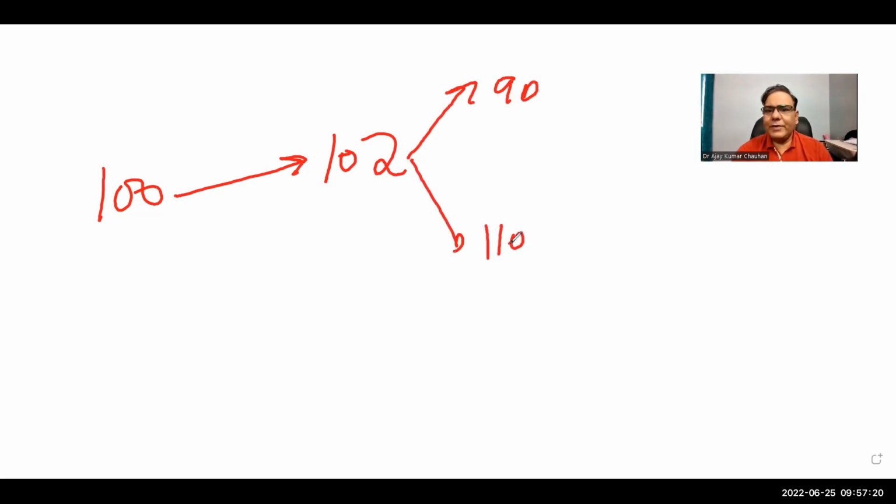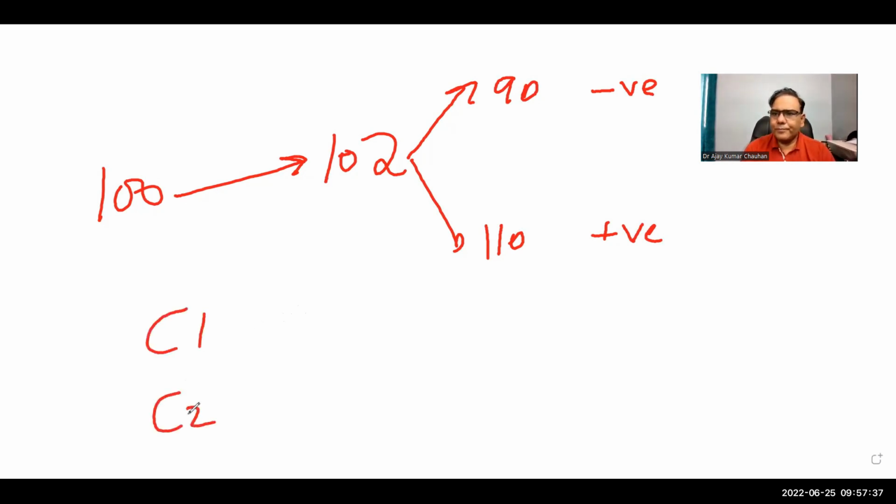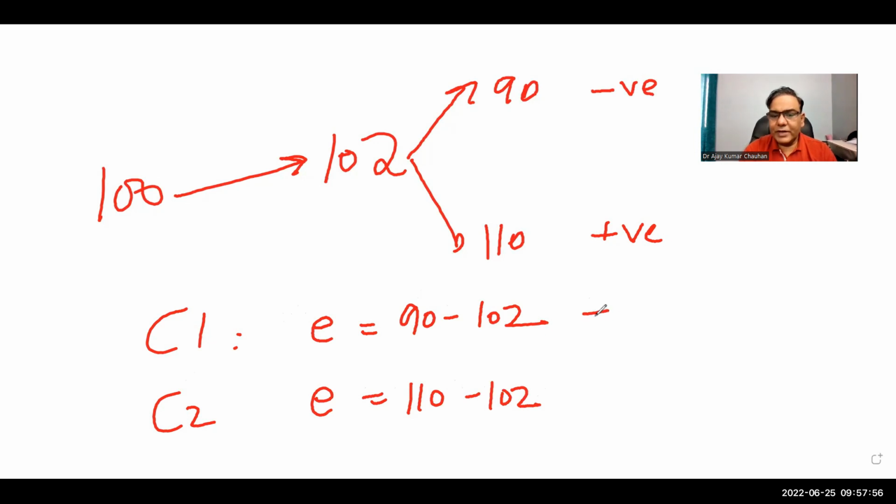If negative information comes, the price will decrease. If positive information comes, the price will increase. So we have two cases, case 1 and case 2. In case 1, the error is equal to the actual value minus the predicted value, which is 90 minus 102. In the second case, the error will be 110 minus 102. So in the first case, the error is negative. In the second case, the error is positive.